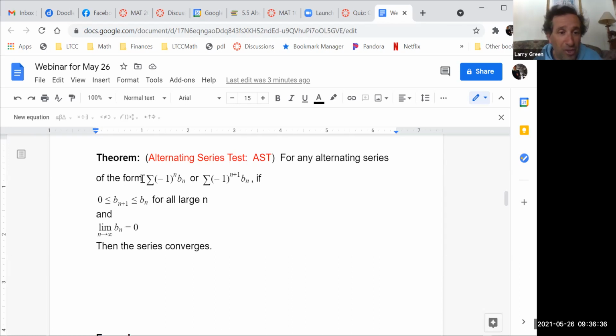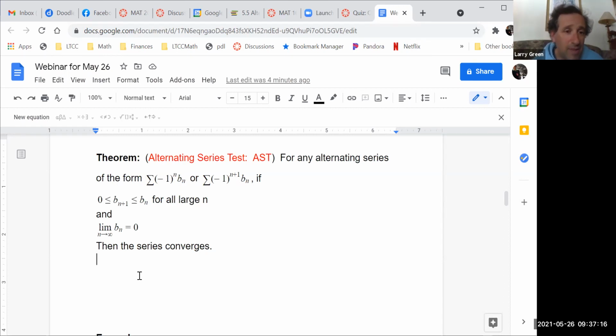If I multiply this whole series by -1, then this n becomes an n plus 1 by the power rule, right? Because -1 times this is the same as -1 to the 1 times -1 to the n, and that's -1 to the n plus 1. So these series really are the same, because multiplying by a non-zero constant never changes convergence or divergence. We had that theorem at the very beginning. Changing it to negative doesn't make a difference. So I'm just going to pick on the first one because it's less writing. And I'm going to look at -1 to the n times bn. Got it?